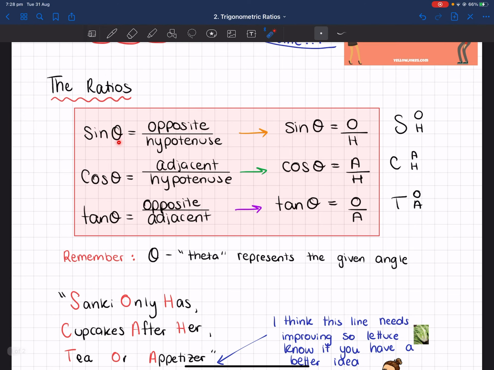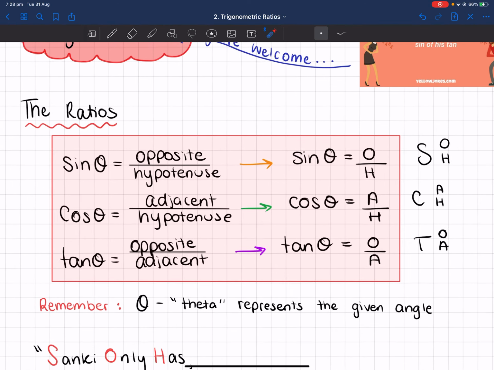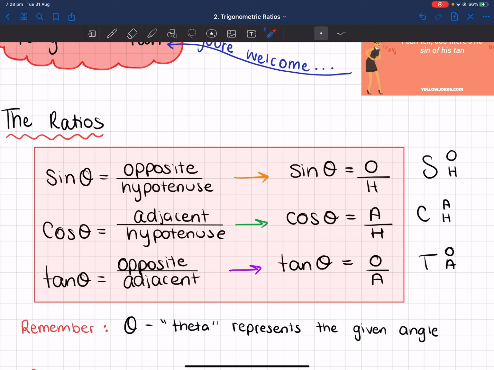Okay, so here are our ratios. Sine theta, where theta represents the given angle, is the opposite side over the hypotenuse, which is where the SO comes from: sine, opposite over hypotenuse, O and H. Cos theta is the adjacent over the hypotenuse, so the A over H, which is CAH. And then tan is opposite over adjacent, so that's the O over the A, which is TOA. So it's SOH, CAH, TOA.